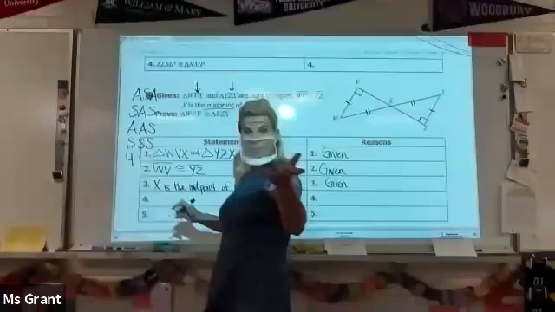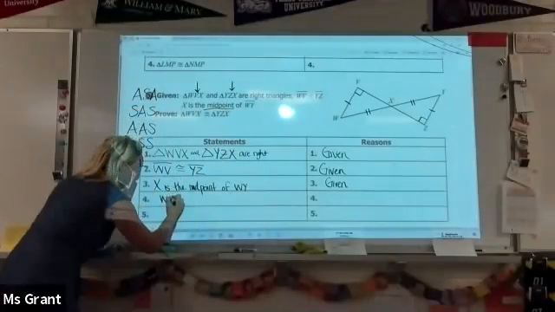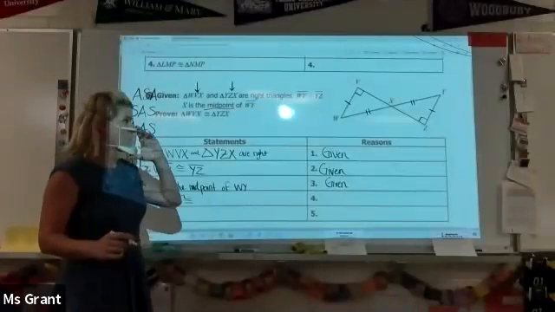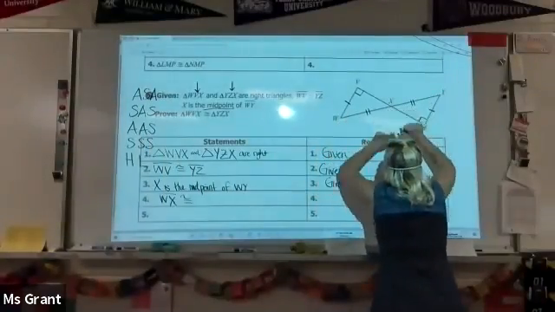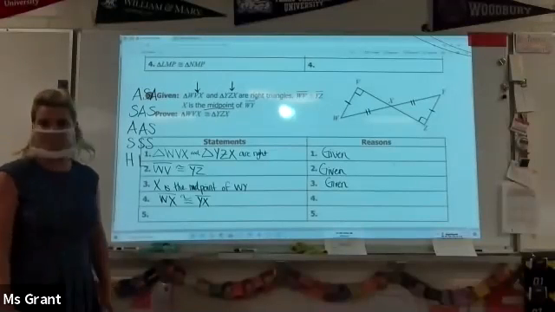Say WX, you're right with that. Okay, WX congruent to would be XY then? No, like this. Out, in. Start with Y, out. Yeah. What's the reason? Definition of midpoint. Yeah.